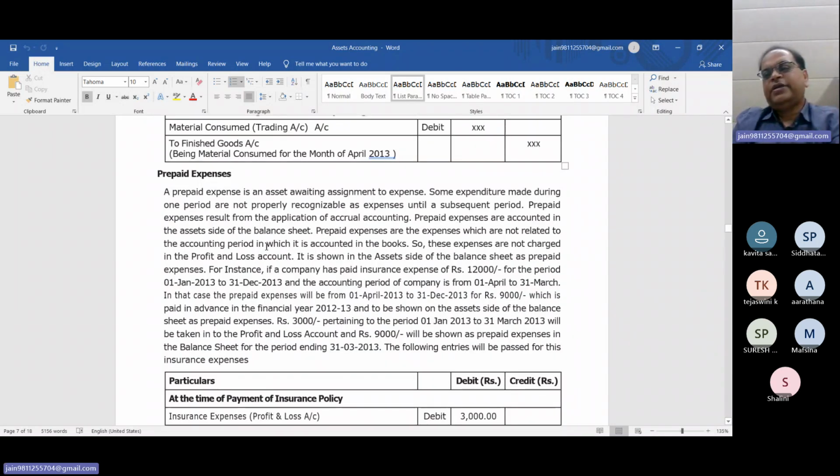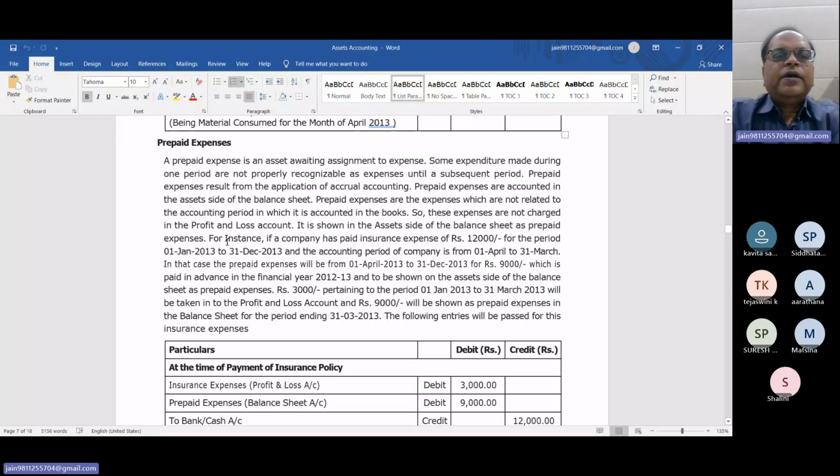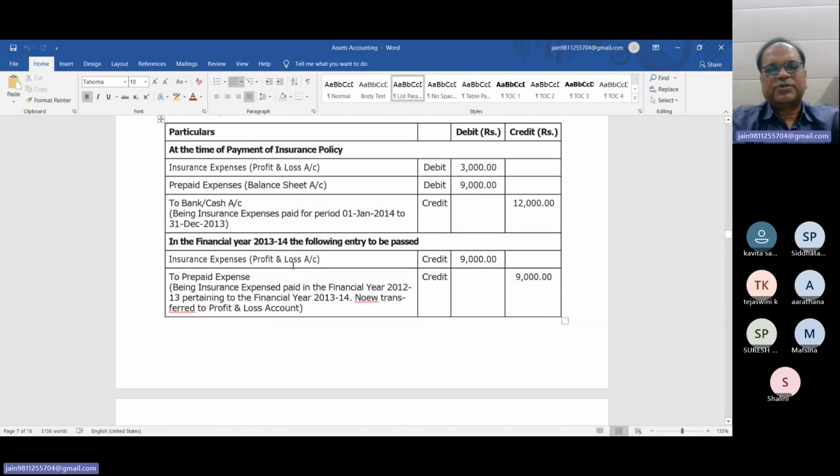Now the last component under the current assets is called prepaid expenses. If any of the expenses are paid in advance, this is called prepaid expenses. So prepaid expenses is also a current asset. A prepaid expense is an asset pertaining to expenses. Some expenditure made during one period is not properly recognized as an expense until a subsequent period. So prepaid expenses result from the application of accrual accounting. Prepaid expenses are accounted in the asset side of the balance sheet. Just go through the prepaid expenses. One of the entries is given, so just try and solve the entry.